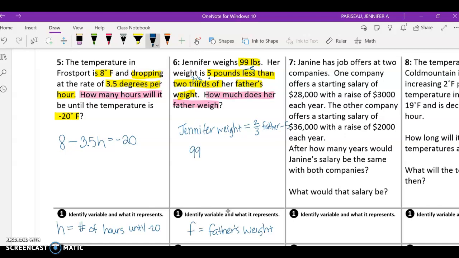So 99 was Jennifer's weight, and we're going to do 2/3 of her father's weight. Well, we don't know what her father's weight is, so there's our variable. But then we're going to go ahead and do 5 pounds less than that. So again, this was riddly, and so we want to make sure that we just don't throw all these numbers together without making sense of them. So if we need to write it out in words and come up with a game plan, by all means, that is a great strategy. All right, pause and solve.